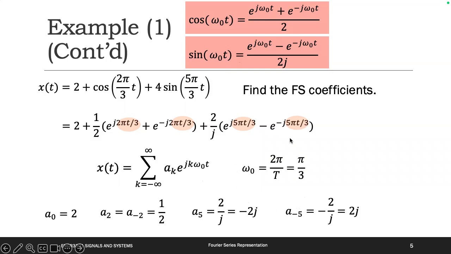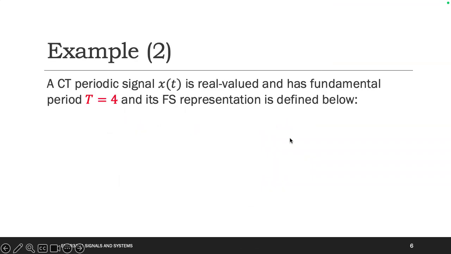Does it make sense to you? Yeah. Okay. Any questions so far? No. Okay. Let's try the other example.